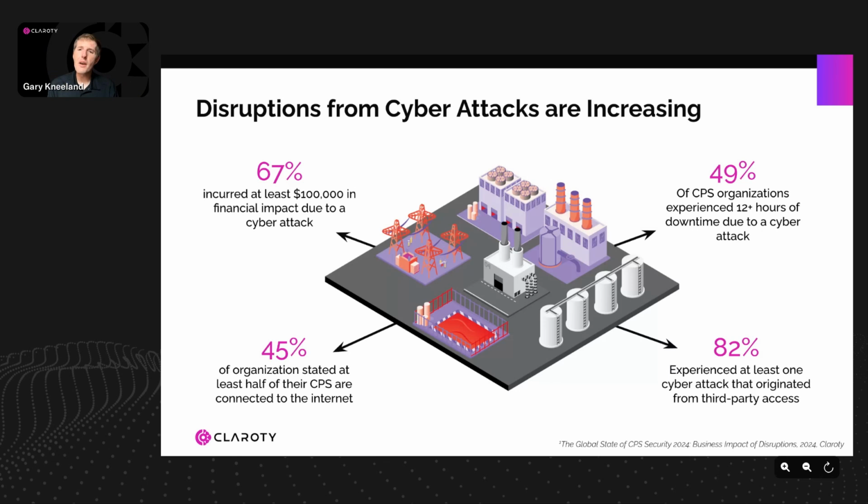On the other side, 49% of organizations are experiencing at least 12 hours of downtime due to some sort of cyber attack, and 82% of these organizations experienced at least one cyber attack that came from a remote access source. So things are getting more and more connected. The impact of these attacks is increasing. It's causing more downtime and more financial loss, and things like third-party remote access are causing this to increase and change over time.